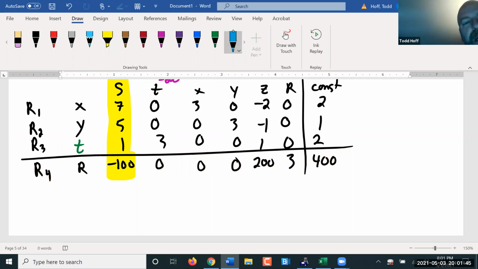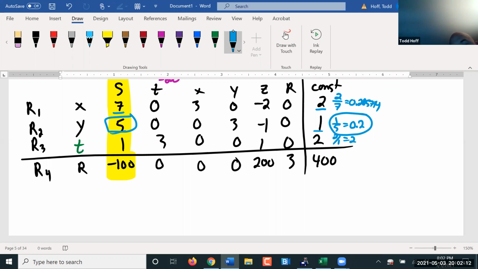Let's once again do our test ratios. So we got our constant divided by the value in the pivot column. 2 divided by 7. Now, 2/7 as a decimal is approximately 0.2857. 1 divided by 5, 1/5 is about 0.2, so it's a little bit smaller. And 2 divided by 1 is just 2. So our smallest test ratio here is the 0.2. 5 is going to be our pivot for this tableau. So we're going to use that 5 to eliminate the other values in that column.